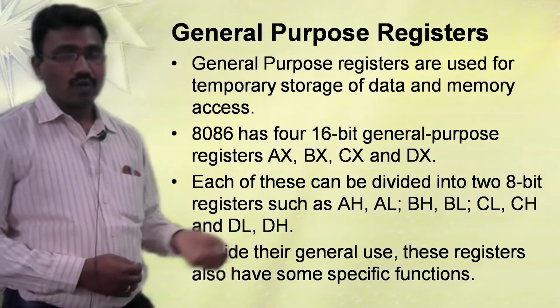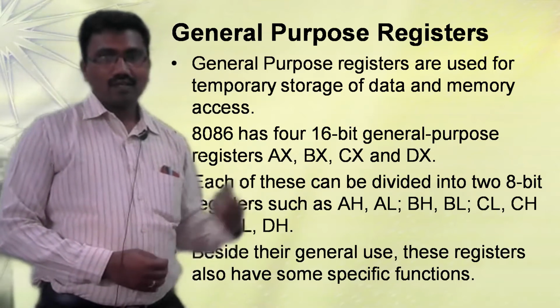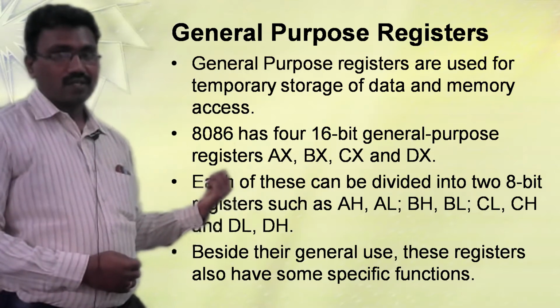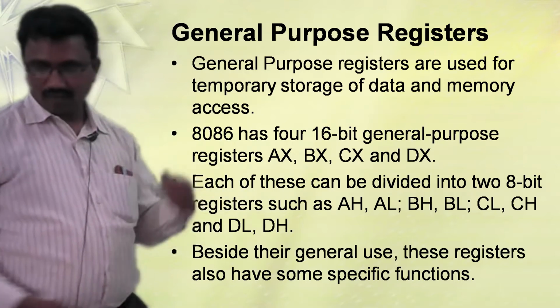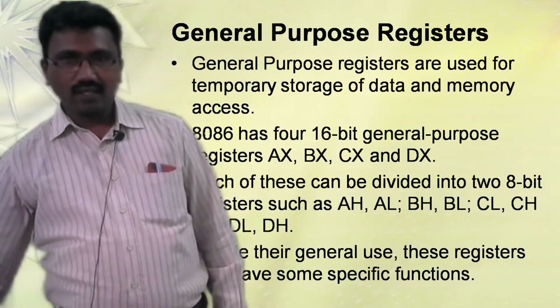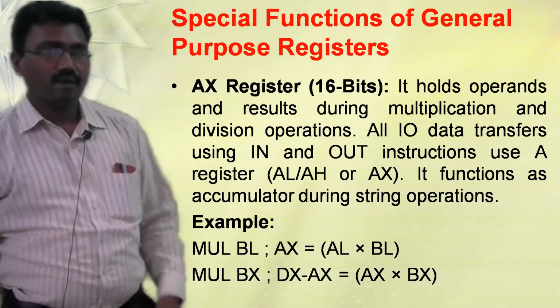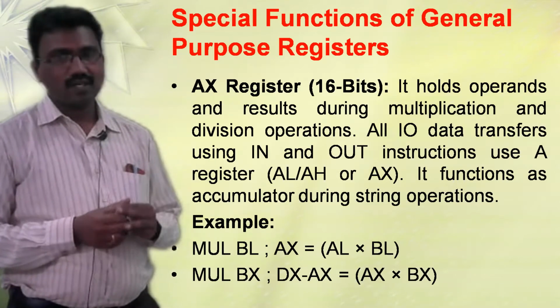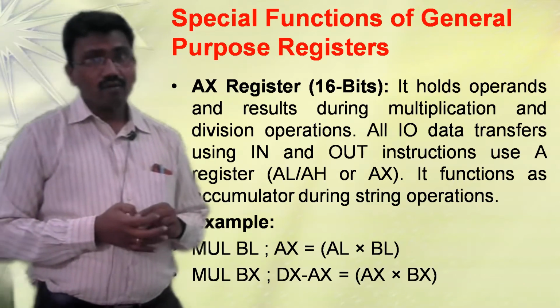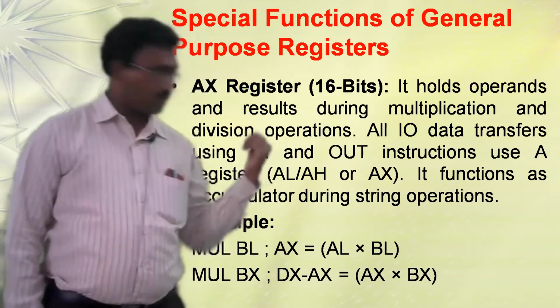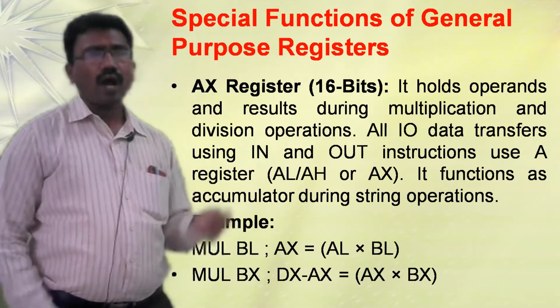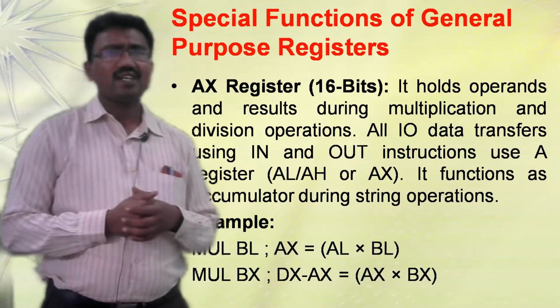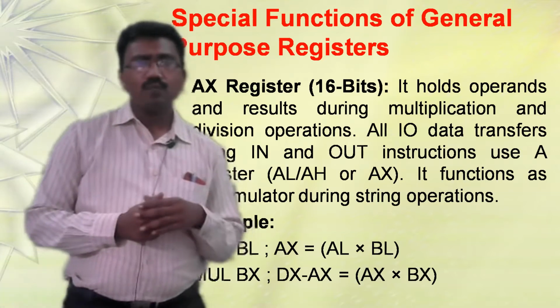In addition to storing general data, the general purpose registers have specific functions. What are they? We'll see. First, the AX register. The name of the register is accumulator. The symbol is AX. It is a 16-bit register, and the 8-bit registers are AL, AH. The accumulator AX is used to store operands and results of multiplication and division instructions, and also to perform input and output operations.